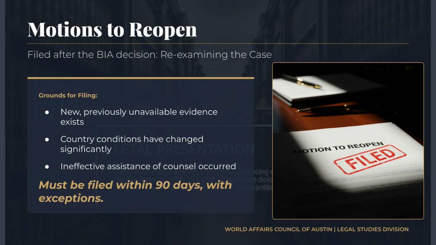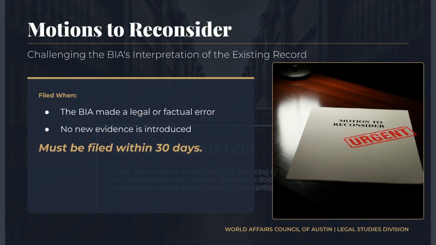Motions to reopen are filed after a BIA decision to re-examine the case, typically when new, previously unavailable evidence exists, country conditions have changed significantly, or ineffective assistance of counsel occurred. These must be filed within 90 days, with exceptions. Motions to reconsider challenge the BIA's interpretation of the existing record. They are filed when the BIA made a legal or factual error, and importantly, no new evidence is introduced. This motion must be filed within 30 days.